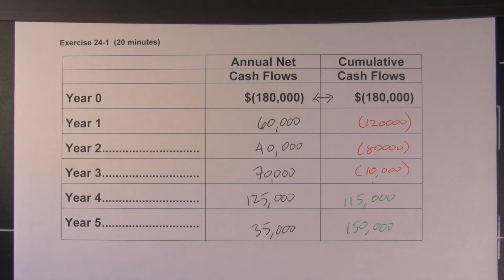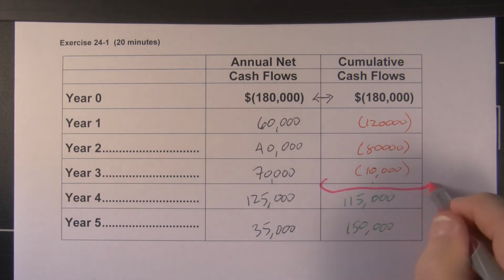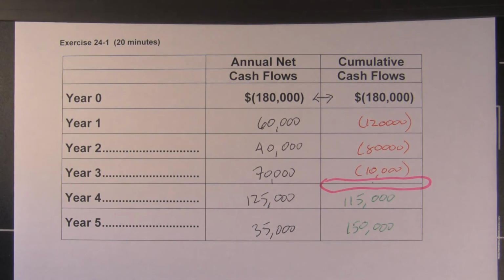Well, what you need to do is a little bit of figuring here. It happens sometime in year four, you're going to pay back that $10,000. So, what they want you to do is look at that and say, well, roughly how much of the year does it take for us to pay back that $10,000?